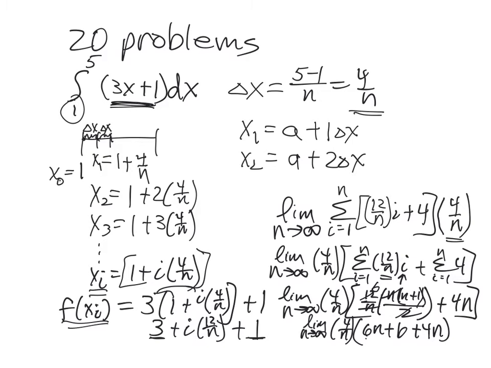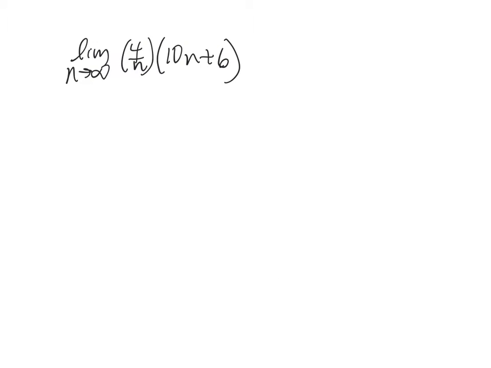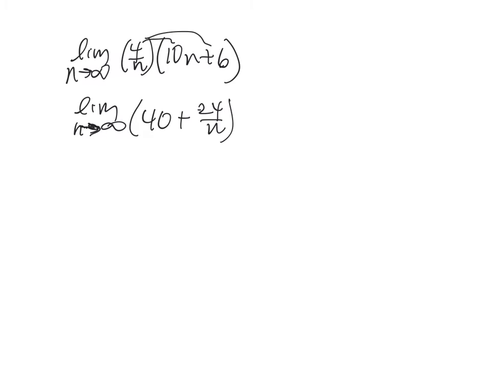And let's see, we'd have 10n. So our inside would be the 10n plus 6, and we still need to multiply that by 4 over n. So let's see, we'd have 40 plus 24 over n. And now as we apply n approaching infinity, this last term goes to 0. Limit of a constant is that constant, so our definite integral will be 40.